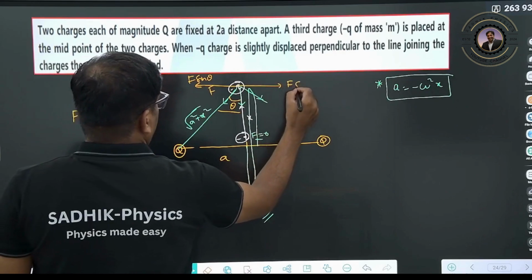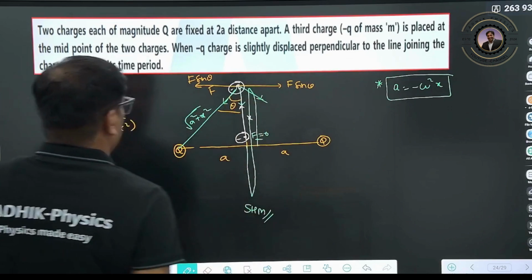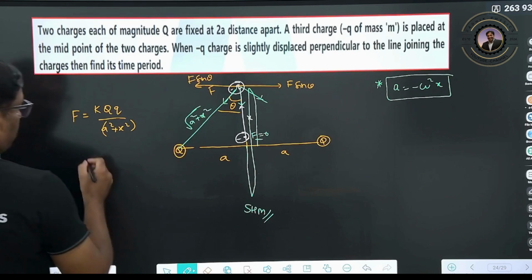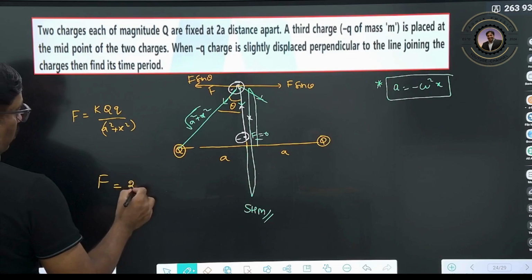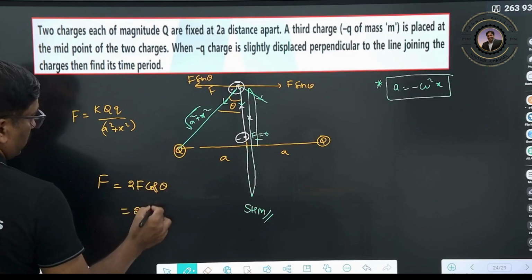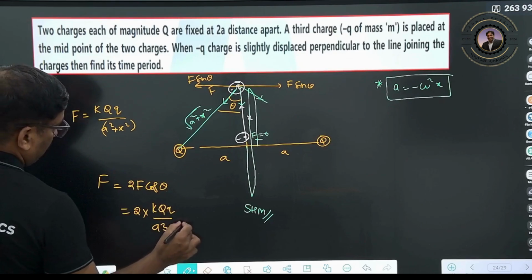This side also F sin theta. These two are getting nullified onto this one, no? This it will be there, no? Therefore, total net force, therefore 2F cos theta. 2F is how much now? kQq by a square plus x square.